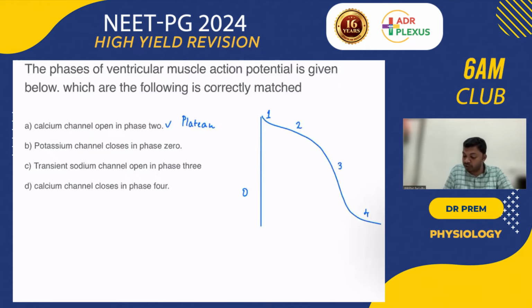B, potassium channel closes in phase 2. No, potassium channel also opens in phase 2. C, transient sodium channel opens in phase 3. And when it comes to phase 3, this is the potassium channel and not the sodium channel. And D, calcium channel closes in phase 4. Of course, calcium channel closes, but not during phase 4. This happens at the end of phase 2. And hence the right answer for this question is A. Very good, Dr. Monopriya. Good.